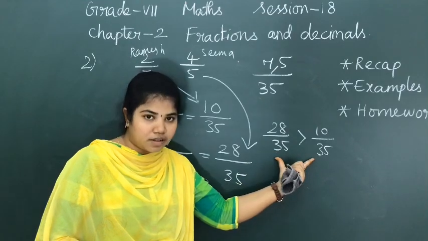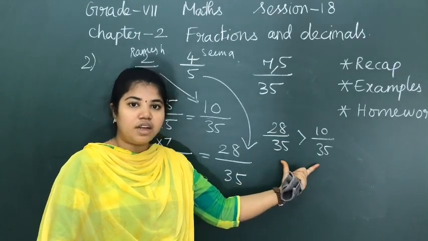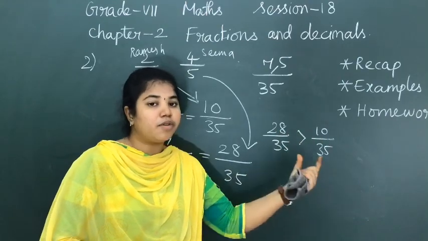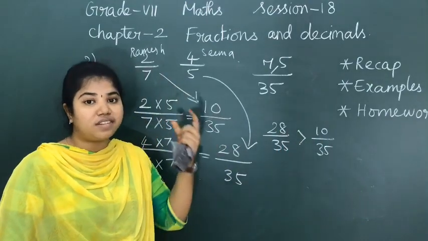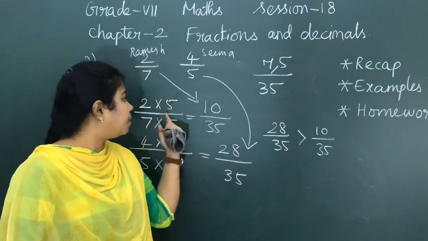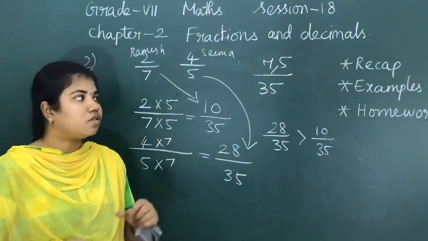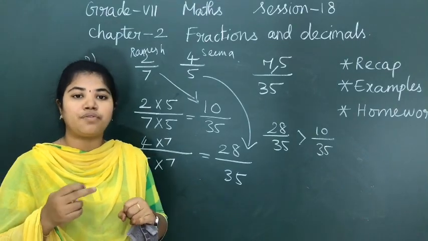Both the denominators are the same. So, comparing is also easy. Now, 28 by 35 is greater than 10 by 35. But what is the question asked? Who solved the lesser part? Therefore, who solved the lesser part? Ramesh solved the lesser part of the exercise. Can you understand? So in this session we have discussed fractions.